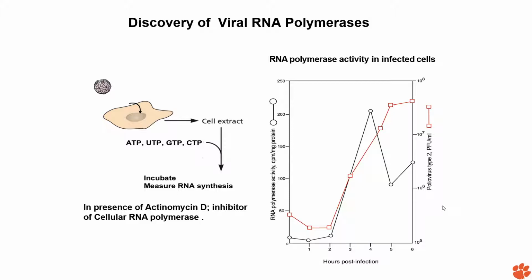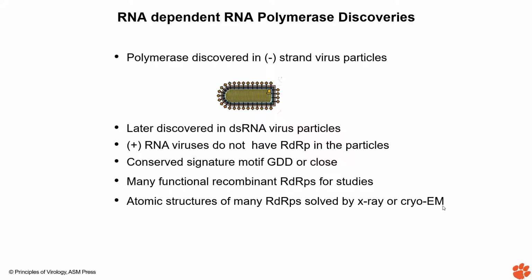And that was the start, and then discoveries after discoveries happened. The polymerase was discovered although in the minus strand RNA viruses, and that is the interesting part, that the minus strand RNA viruses actually package the RDRP, the RNA polymerase, inside the particle. And we'll explain why that is.